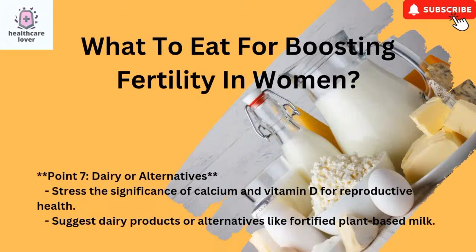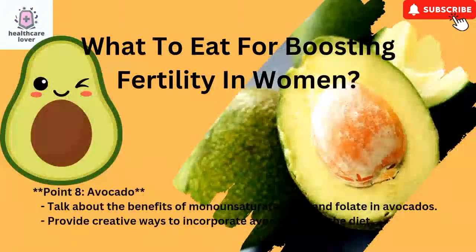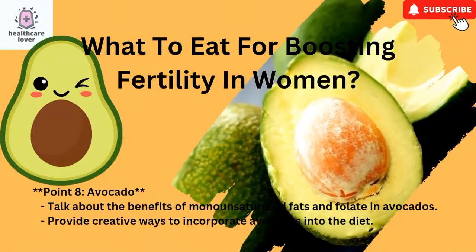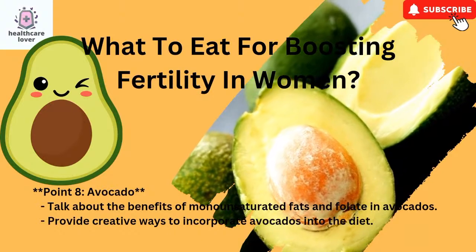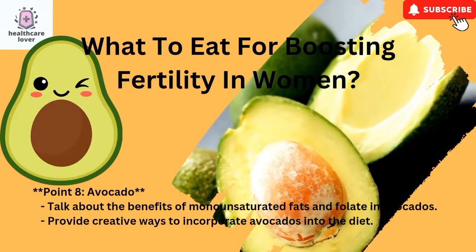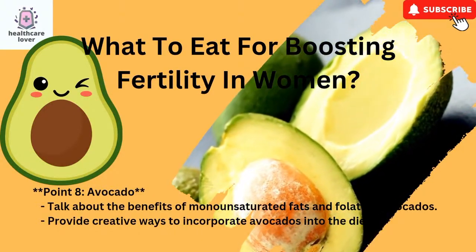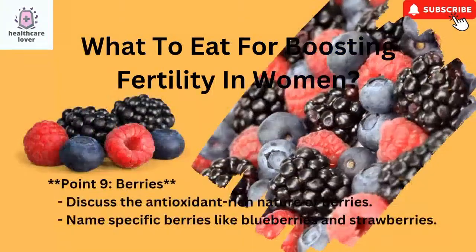Point 7. Dairy or alternatives. Stress the significance of calcium and vitamin D for reproductive health. Suggest dairy products or alternatives like fortified plant-based milk. Point 8. Avocado. Talk about the benefits of monounsaturated fats and folate in avocados. Provide creative ways to incorporate avocados into the diet.